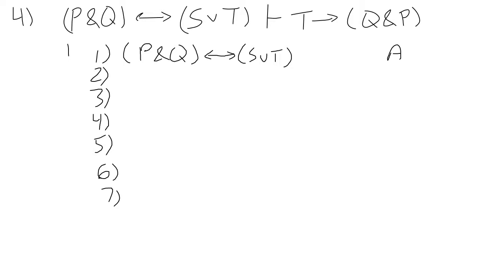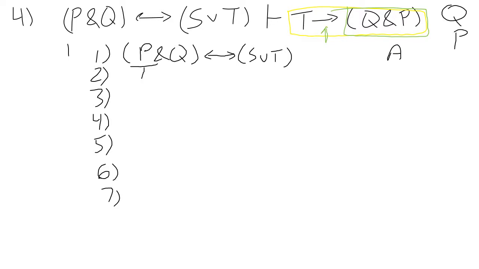Now we're going to make these a little bit more challenging. Let's look at our conclusion. Our conclusion, the main operator here, is an arrow. So if you remember from our conditional in, our arrow in, whenever you see a conditional as the conclusion, you want to assume the antecedent and look to prove the consequent. So we're looking to prove this Q and P. And to prove Q and P, we need Q by itself and P by itself.